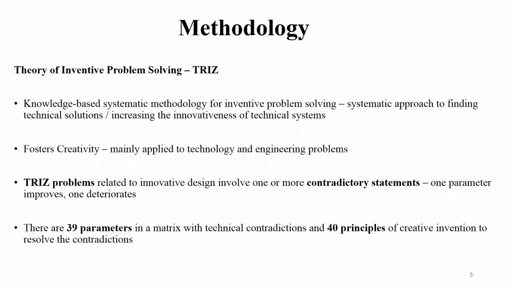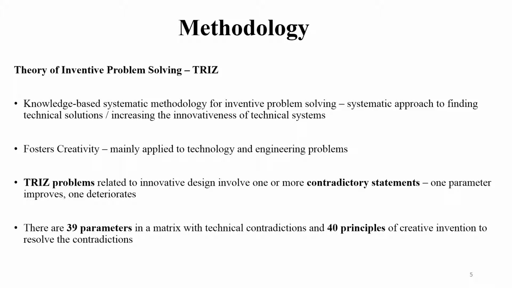Every TRIZ problem related to innovative design involves one or more contradictory statements, which means that solving the problem poses a contradiction: trying to improve one parameter might mean that another parameter will deteriorate, and vice versa. So one parameter improves, the other one deteriorates. Then we have a contradictory statement in the problem.